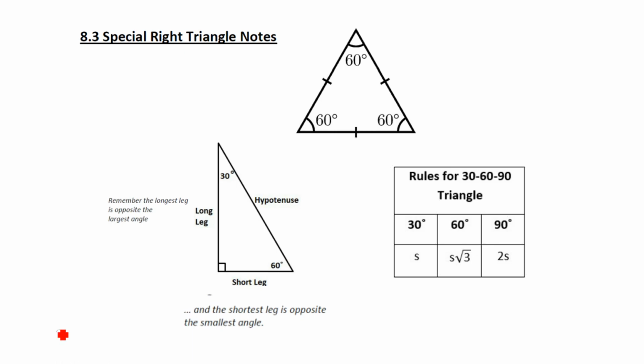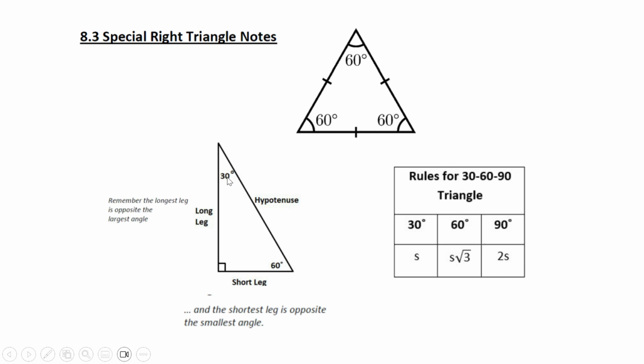So today we're going to be going over special right triangles. There's two main types of special triangles, and we call them special because they follow a certain ratio along all the sides, where if you're given one side of the triangle, you can actually find out the other two based on those ratios if it's one of the given triangles.